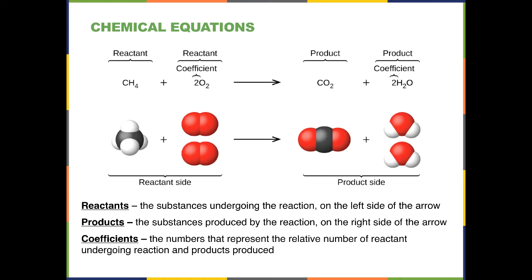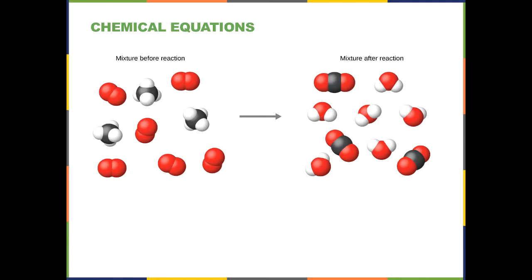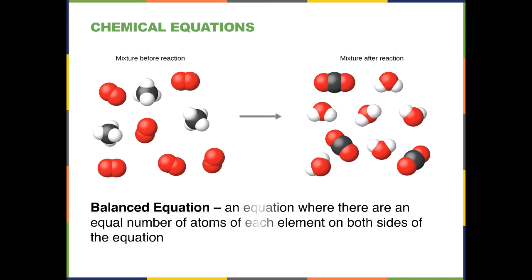So if you were going to write that equation in English, you would say that 1 molecule of methane combines with 2 molecules of oxygen to produce 1 molecule of carbon dioxide and 2 molecules of water. Now this picture shows you the reactants before that are mixed together and the products after that are present.